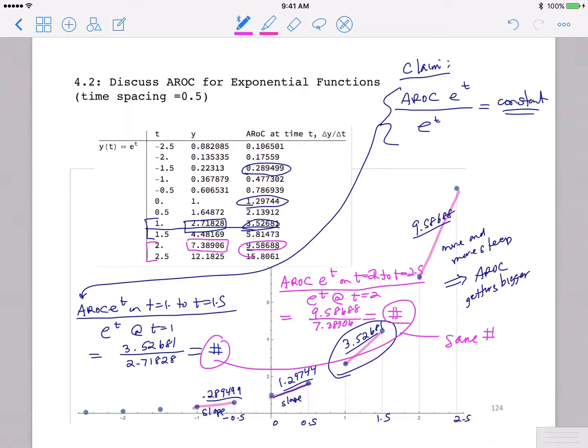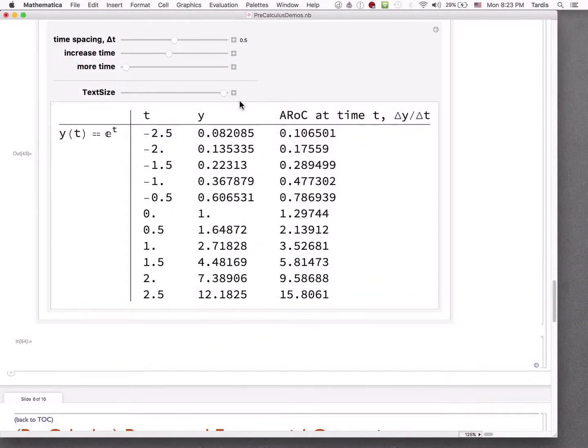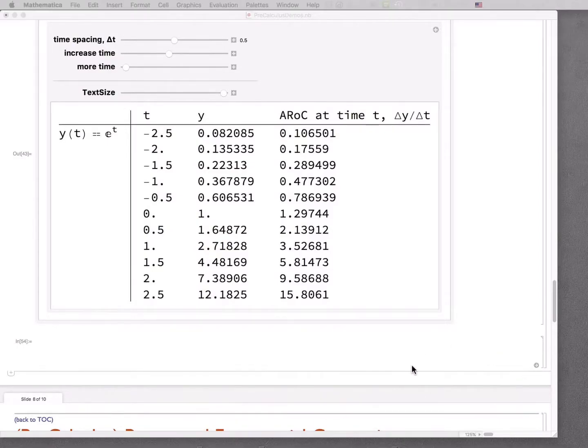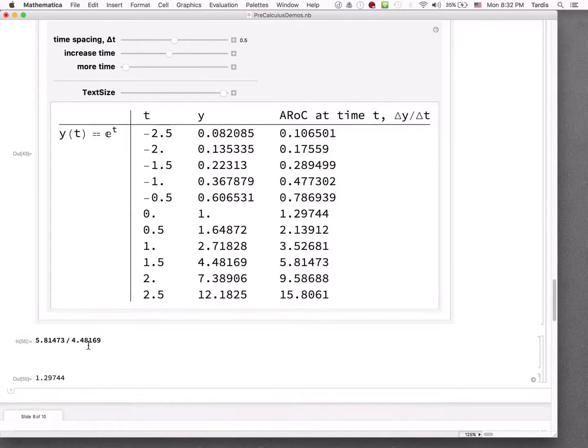Okay? So let's go to a different setting where I can actually do some computations with my calculator. The claim was that if we computed, for example, the average rate of change from 1.5 to 2, it should simply be 5.8143. If I divide that by the function value at 1.5, I should get a number. So let's do that: 5.81473, and then divide by 4.48169, and I get a number which is 1.29744.